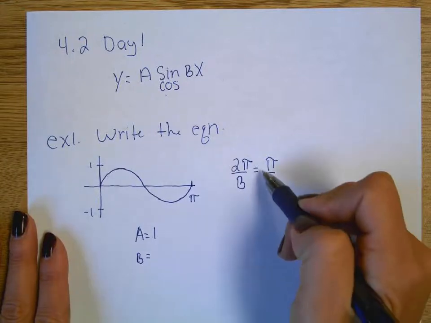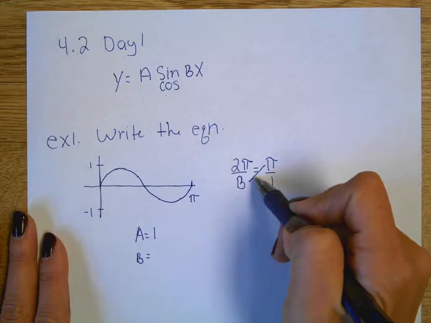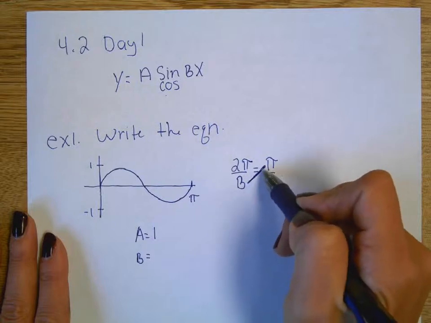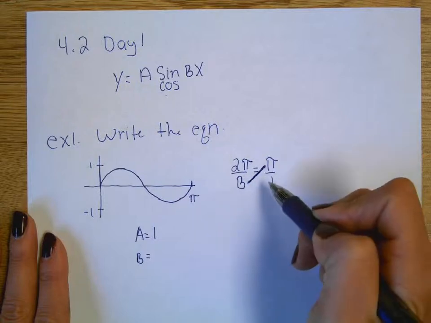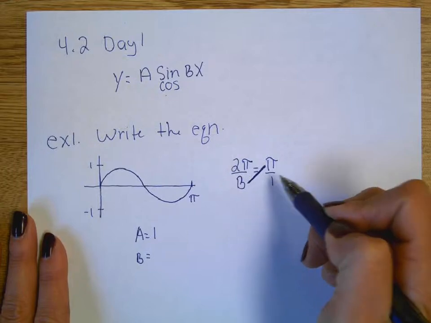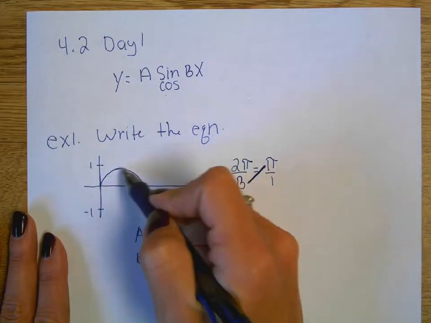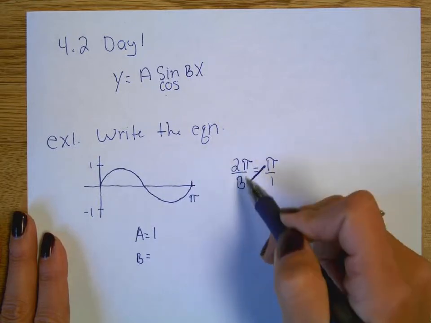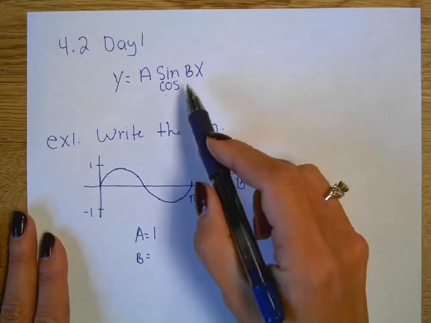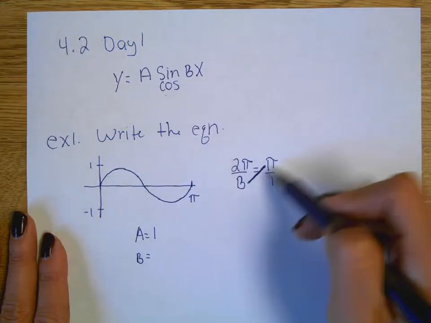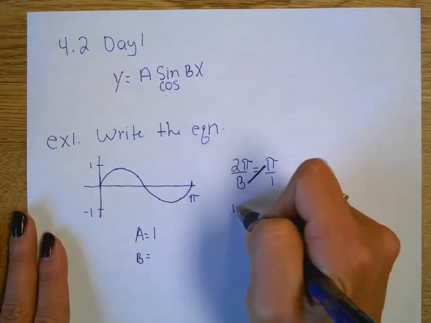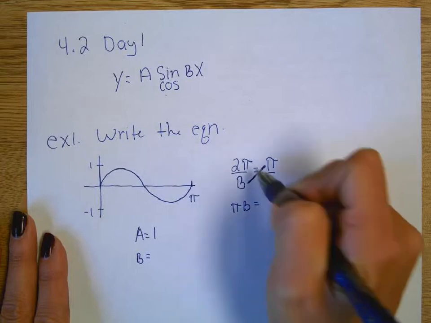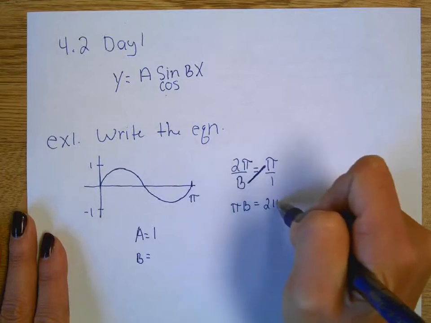And now pi is B because pi is B. I didn't say pi was B. The period is pi, because it's starting at 0 and finishing at pi. And the formula to get period is 2 pi divided by B, because I need to know what B is so I can plug it back in my equation. So I'm doing cross products here. So pi times B equals 2 pi times 1.